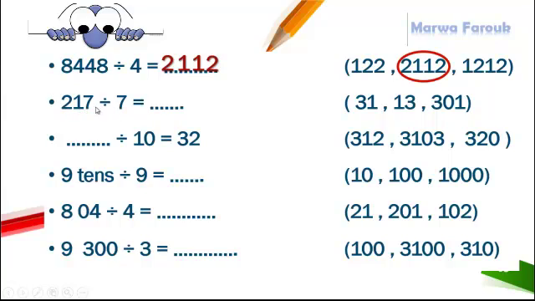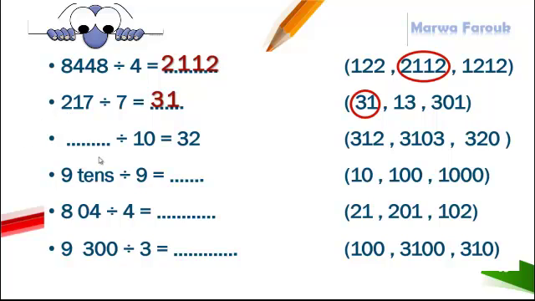217 divided by 7, starting from 7? No, we will start from the left. 2 divided by 7 can't be, so we are going to take 21. 21 divided by 7 equals 3. And 7 divided by 7 equals 1, so we got 31. Put a circle around 31.